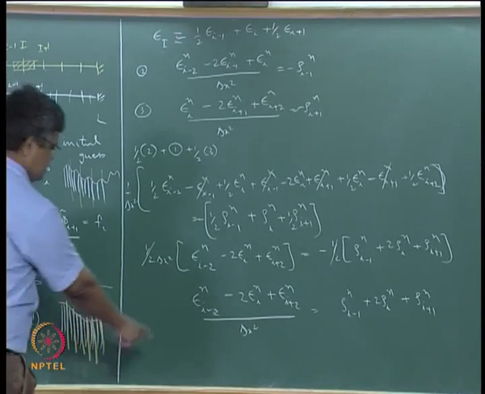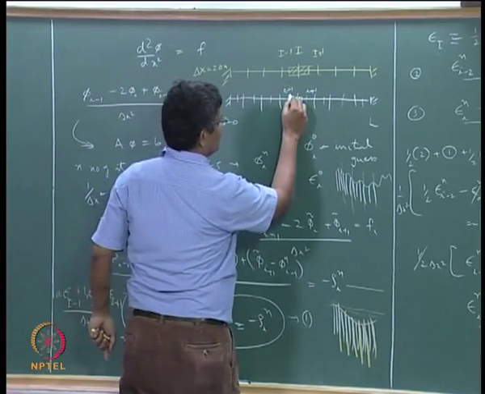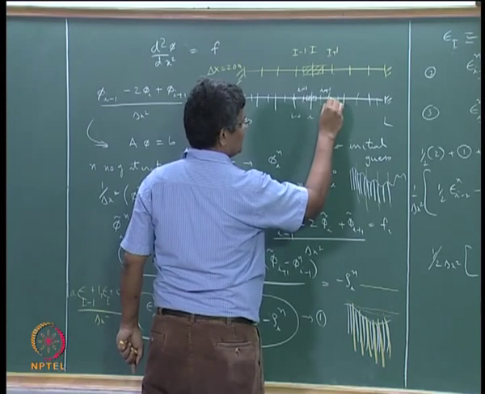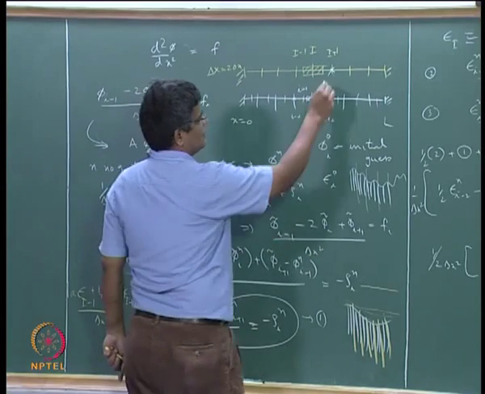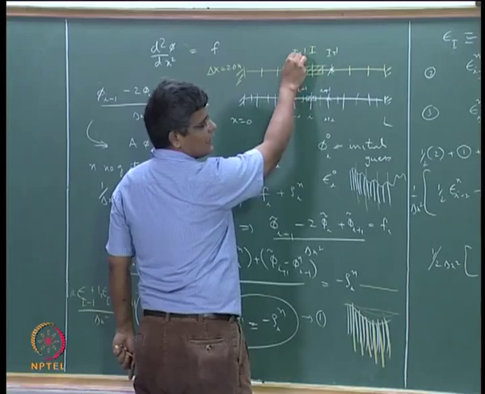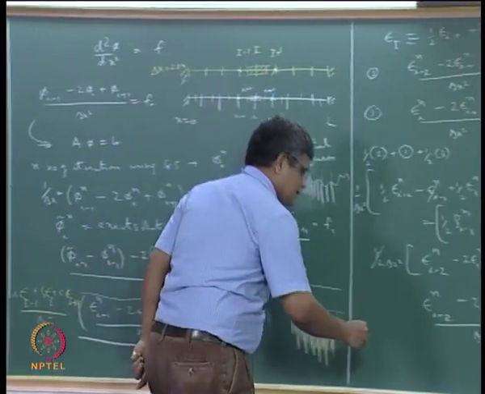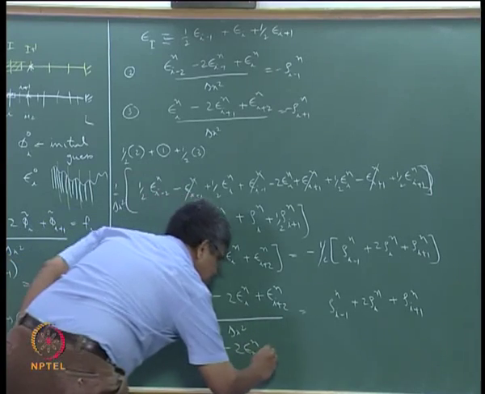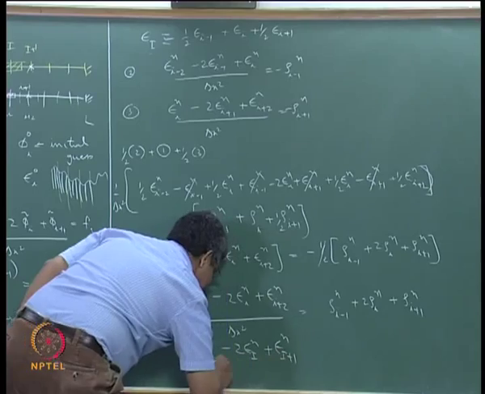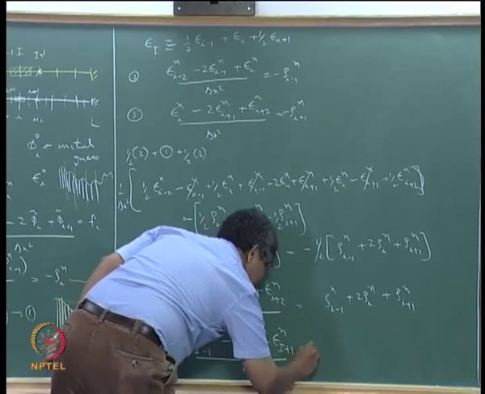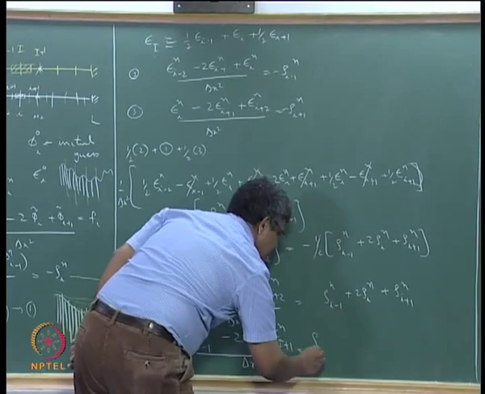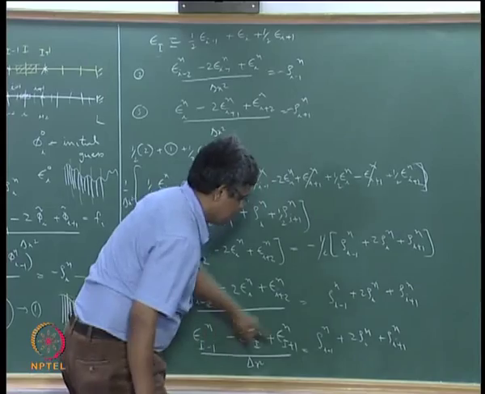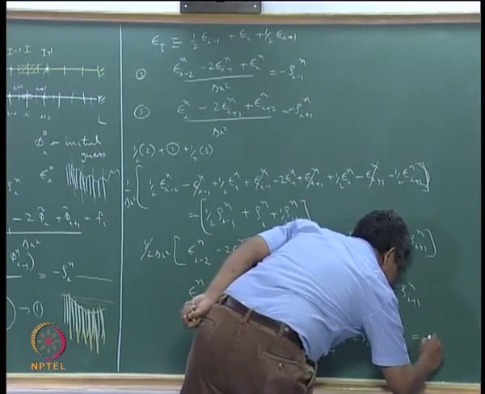Okay, and what we now see here is this I minus 2, this is I minus 1, this is I, and this is I plus 1, this is I plus 2 here. So this point corresponds to capital I plus 1, this point corresponds to capital I minus 1, and this point corresponds to epsilon I. So I can write this as epsilon I minus 1 n minus 2 epsilon capital I n plus epsilon I plus 1 n divided by delta x square is equal to rho I minus 1 n plus 2 rho I n plus rho I plus 1 n. These are all in terms of small i's, which I can call rho capital I n.